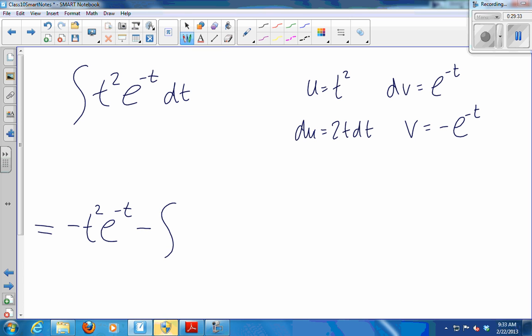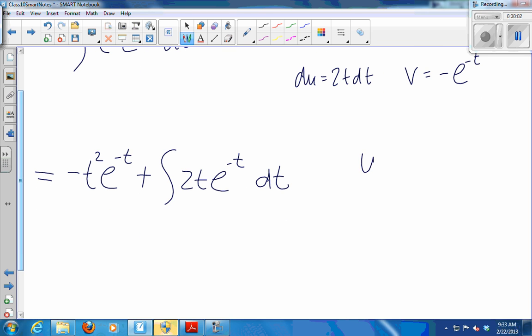So negative 2t e to the negative t dt. So this was a subtraction sign and there was a negative on my v in v du. There's a negative on my v, so I just made it into a plus sign here. Okay. Now I have to do by parts again to solve 2t e to the negative t.